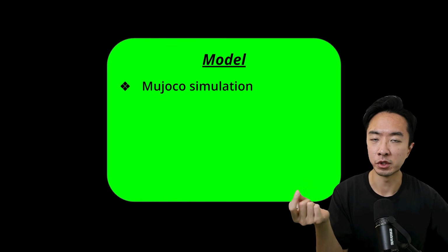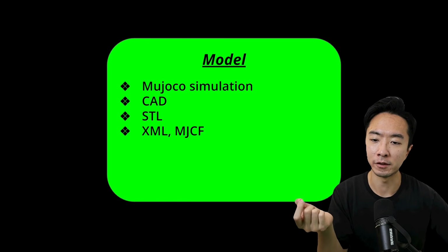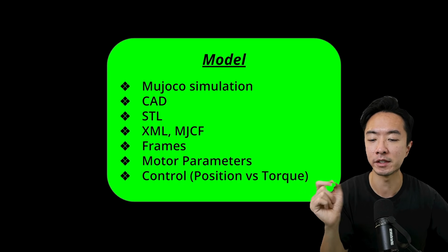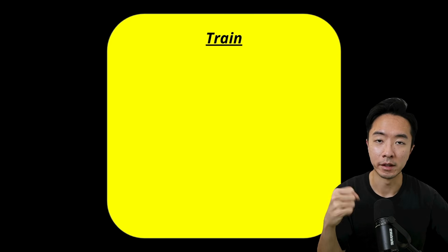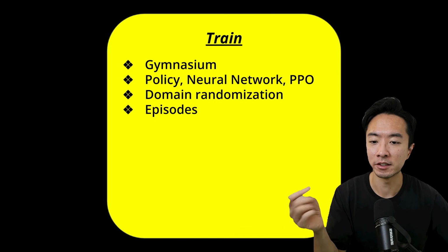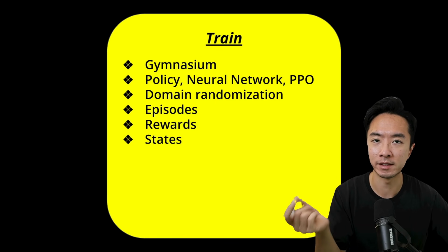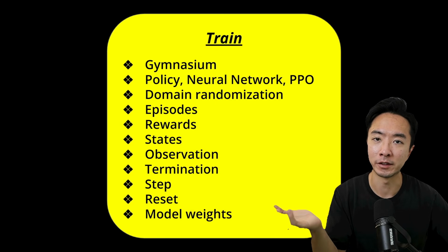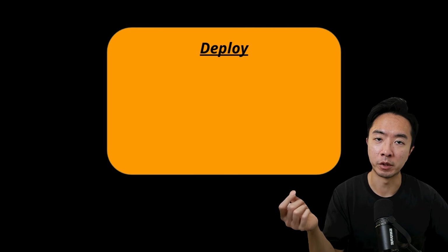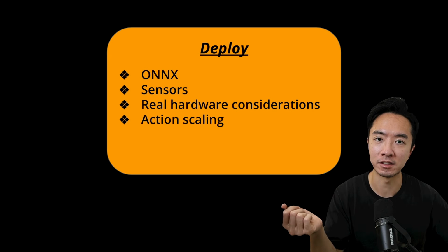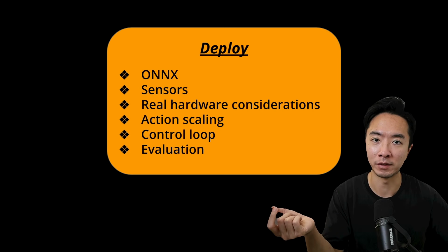That entails MuJoCo simulation, CAD, STL files, XML, MJCF files, frames, motor parameters, and control position versus torque. And then we'll dive into the second phase, which is training. We'll cover Gymnasium, policy, neural networks, PPO, domain randomization, episodes, rewards, states, observations, termination, step, reset, and finally model weights. And then we'll finish up with deployment, talk about ONNX models, sensors, real hardware considerations, action scaling, control loop, and how to evaluate your results.